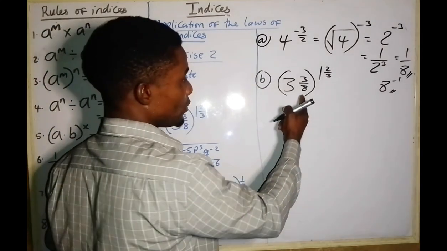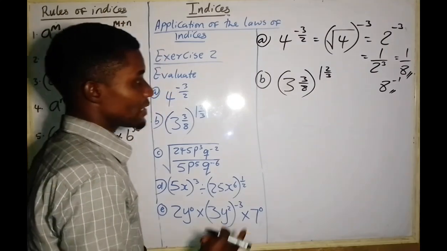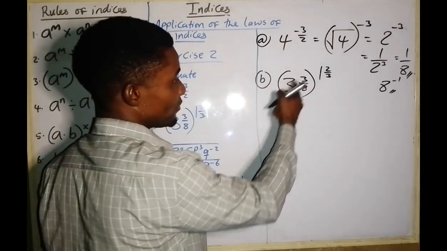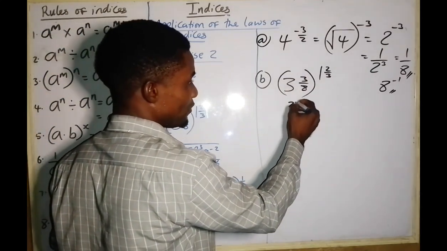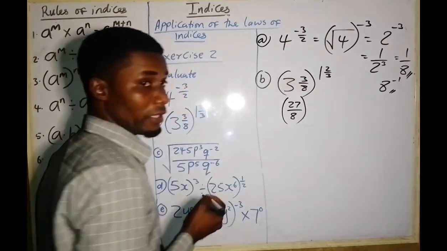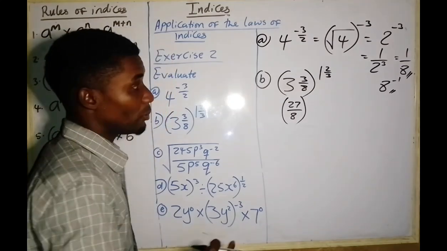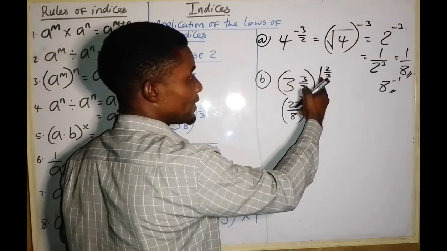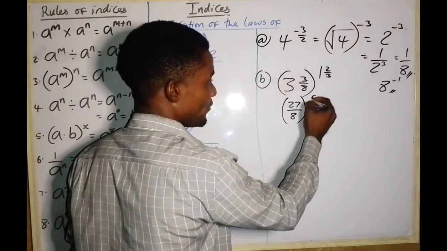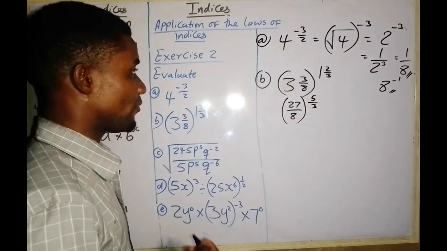So let's go. We start with the first one, which is 8. 8 times 3 is going to give us 24. 24 plus 3 will give us 27 over 8. We just change this to an improper fraction, and we also need to change the index as well to an improper fraction. So 3 times 1 is 3, plus 2, that's 5 over 3. So this is raised to the power of 5 over 3.